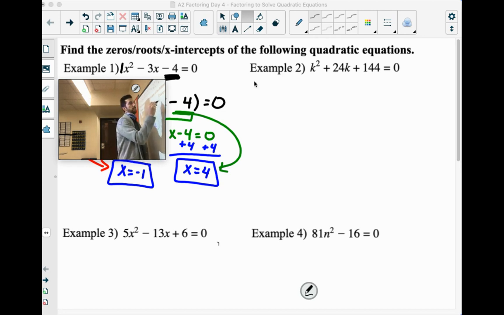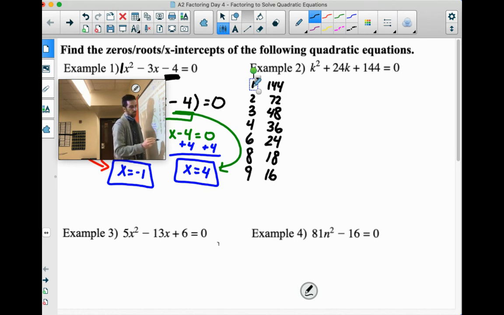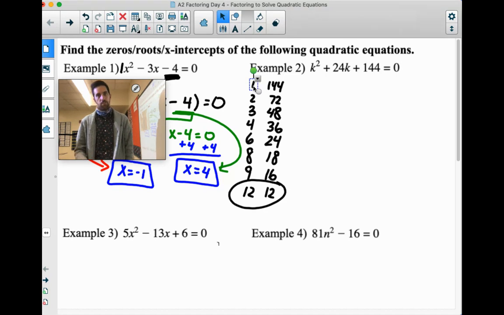So let's see, 144, we could have 1 and 144. You could have 2 and 72, 3 and 48. You could have 4 and 36. 5 doesn't go in there. 6 and 24. 7 doesn't go in there. 8 and 18. 9 and 16. Or 12 and 12. And that's our set. So on the next video, we'll continue with that 12 and 12.